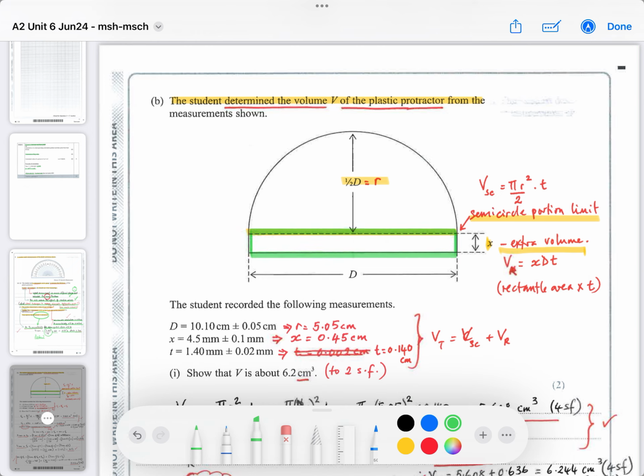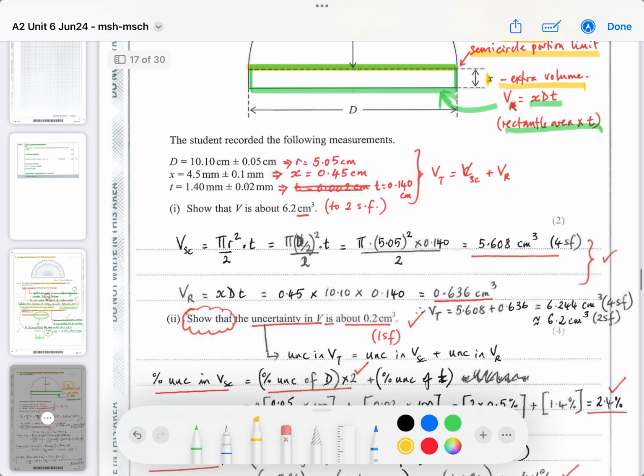Is a rectangle. So you've got the rectangle area, green, and the volume of the rectangle is going to be x times the diameter times the thickness. And the volume for the semicircular bit will be pi r squared over 2, the area of the circle divided by 2, because it's a semicircle, semi means half, multiplied by the thickness. So we know the two equations, and then they've given us the data.